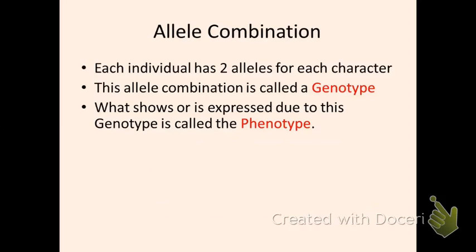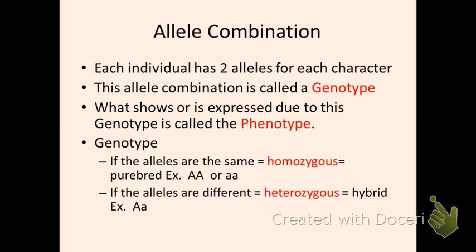When we put together allele combinations, this is to identify what a particular organism has. Each of our individuals has 2 alleles for each character, one that came from mom and one that came from dad. This allele combination is called the genotype. So it's the actual genes that you have. What shows or is expressed, the gene expression of that particular genotype, is what we call the phenotype, so what we see. If we want to see the color of hair that a particular dog has, what is the phenotype? We look at the dog. We don't have to go into the genes at all.